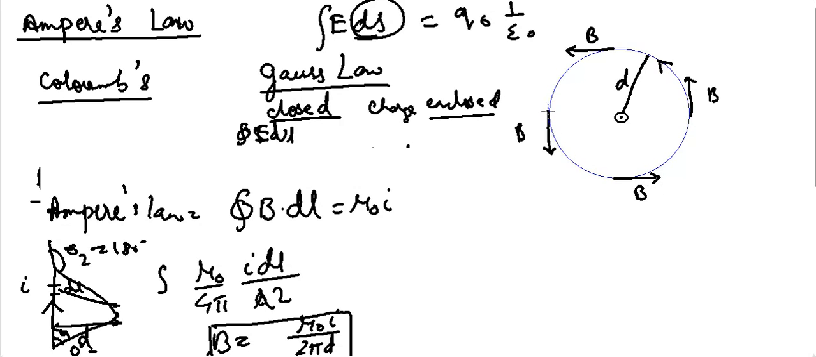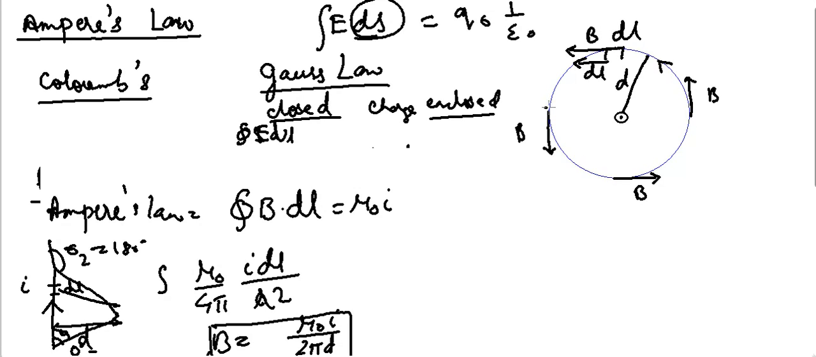Okay, so dl, let me take a very small element dl here. Okay, dl. So what is the direction of dl? Direction of dl is also along the direction of the current. Okay, so here also the direction of dl is this. Okay, so dl and B are making a 0 degree angle with each other.